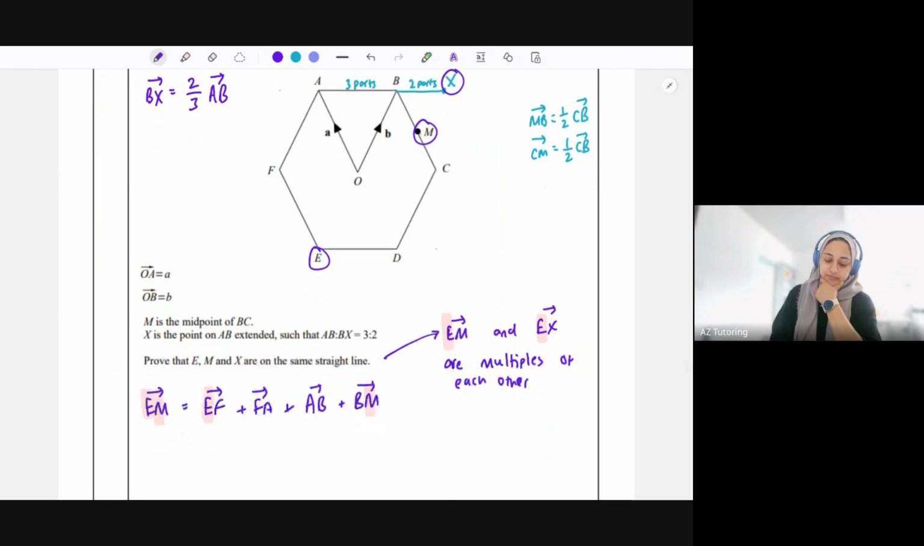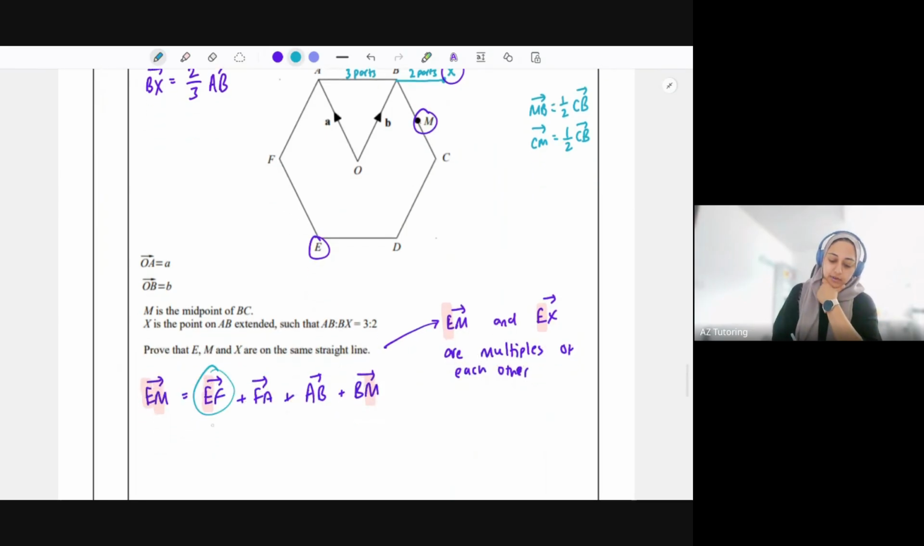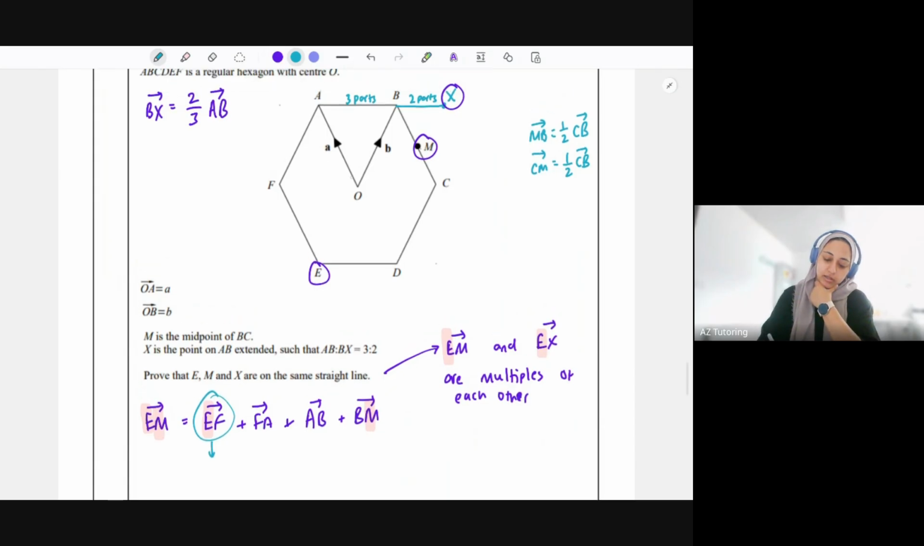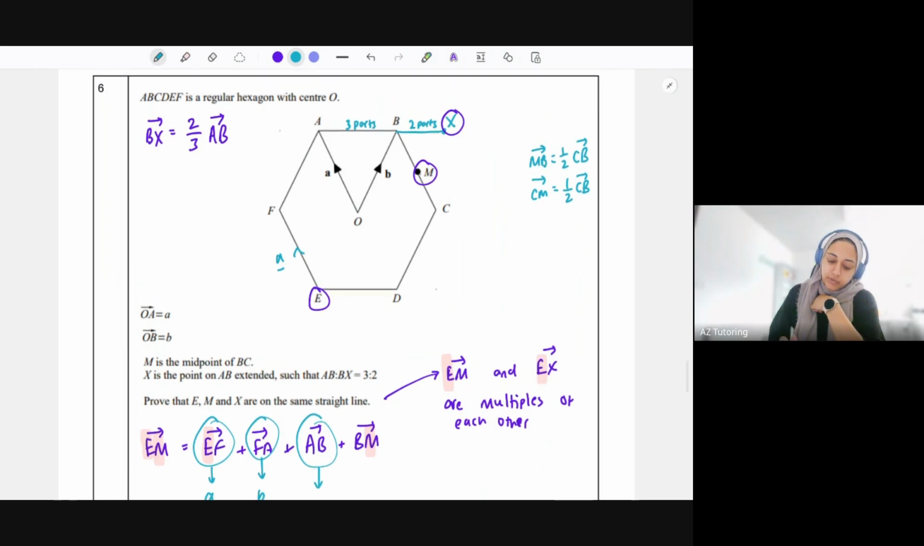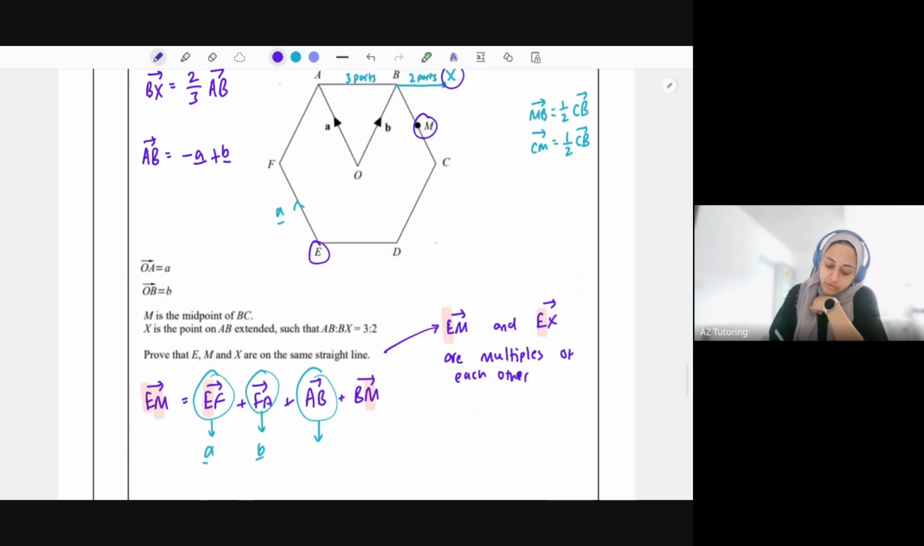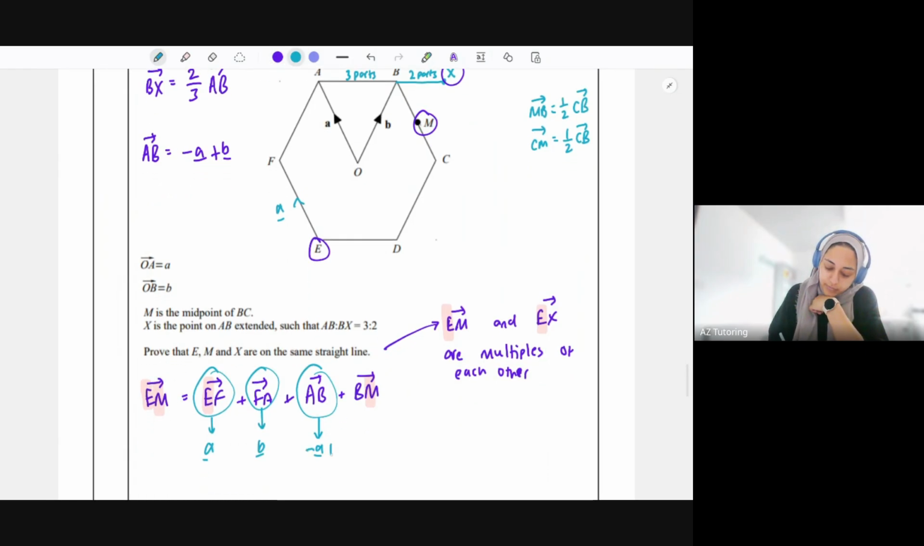Let's work this out. So what is E to F? E to F, since it's parallel to O to A, that's just A. What is F to A? F to A is parallel to OB, so that's just B. A to B, we need to work this out. So we don't know what A to B is. Let's work it out here. So A to B, I could just go AO plus OB. So that's just minus A plus B. So minus A plus B.